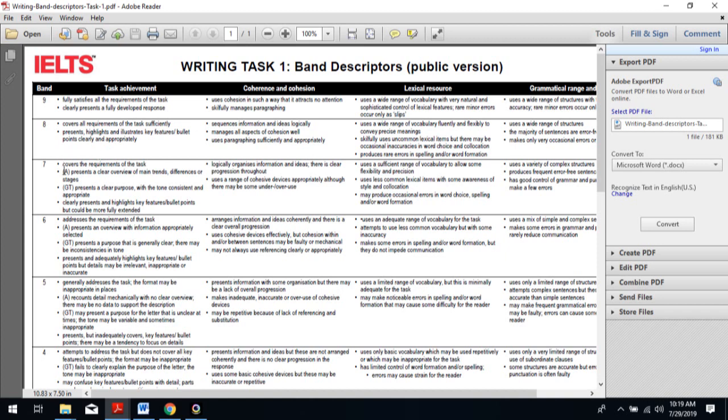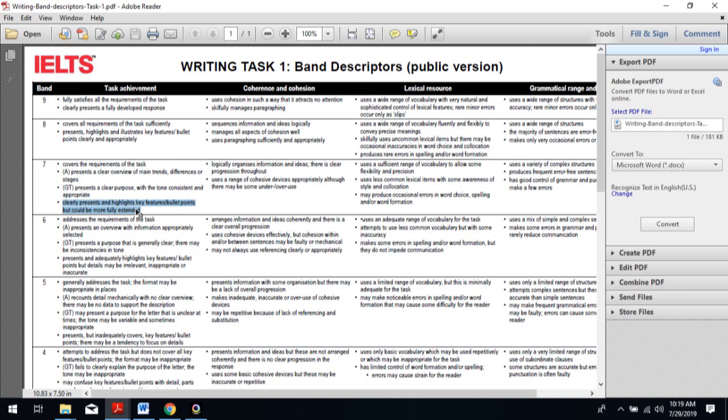Okay, specifically for academic, you're supposed to present a clear overview of main trends, differences, or stages. Okay, this is not for you. This is not for nurses. This is for general training, usually skilled workers or students. Okay, so let's skip that. And the third bullet is you should clearly present and highlight key features and bullet points. But this could be more fully extended.